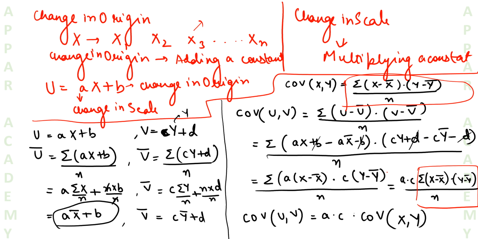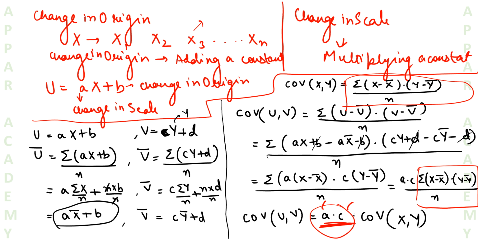Now see, b and d were the two terms that were used in order to see the change in origin. But is there any b or d over here? No, there's no b or d over here. So it means that there's no impact of change in origin on the covariance. But we do have two constants a and c, where a was representing change in scale for variable x and c was representing the change in scale for variable y. And we have both these a and c over here. Thus, covariance is independent of change in origin but not independent of change in scale.